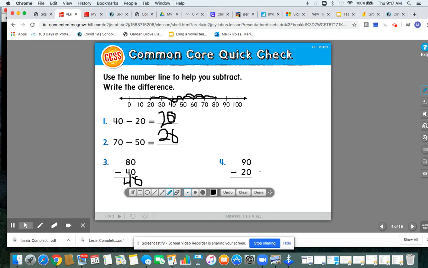Okay, let's go to the next one. 90 minus 20. I can start here. I can subtract 10, 20. So my answer is 70. Number line is great so that you can visually see the subtraction. Okay, so let's go to the next page.